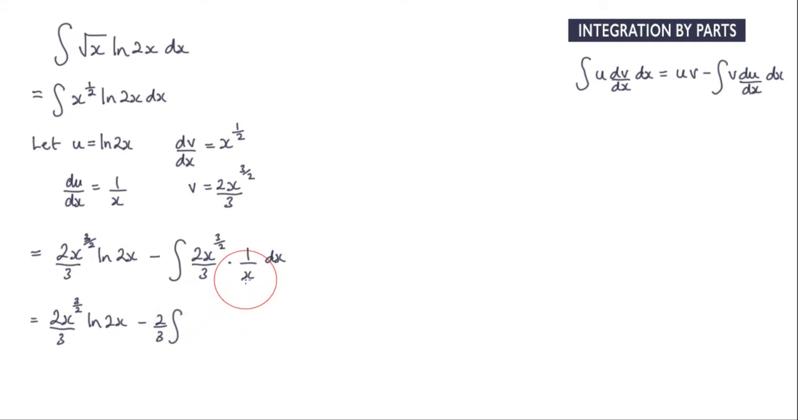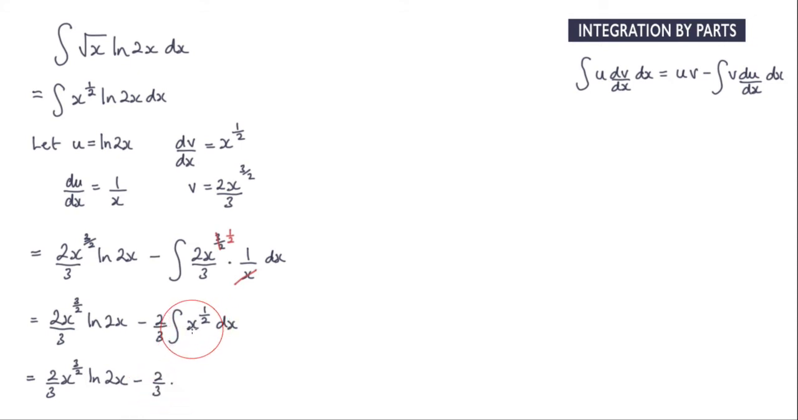Now here I have an x, and that x, which is 2 over 2, will cancel with one of these x's here, leaving me with 1/2. So I have x to the power of 1/2 with respect to x. So what we have is 2/3 x to the power of 3 over 2 log 2x minus 2/3.